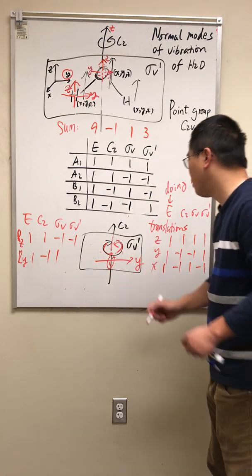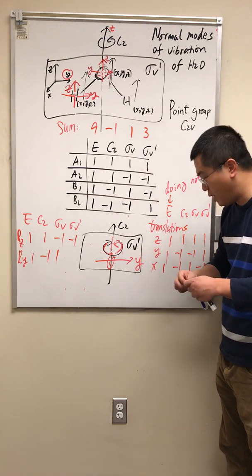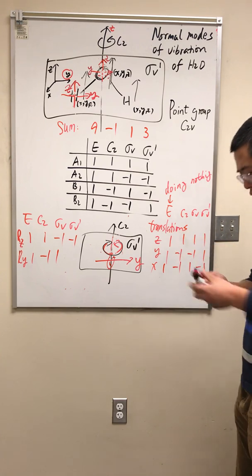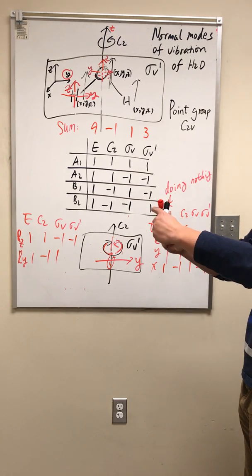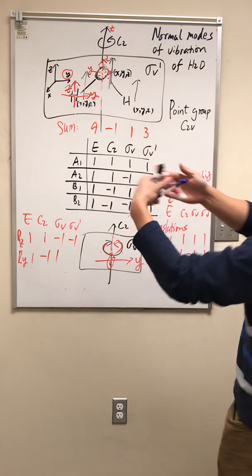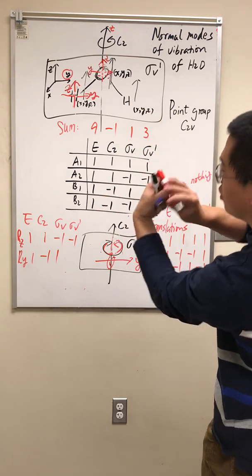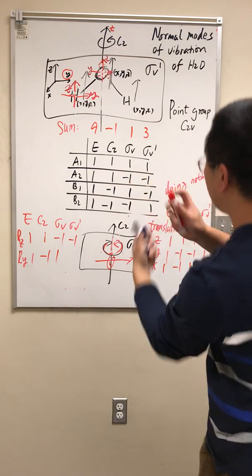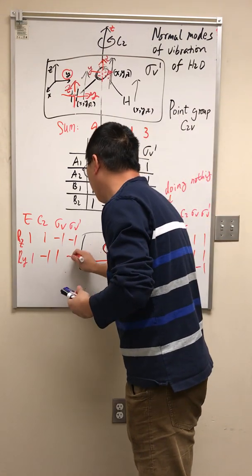And then finally sigma v prime. Sigma v prime bisects this. So again, imagine this is a circle, and we just do a reflection with respect to this plane, and the direction changes. Over here, this is counterclockwise. Over here, it's clockwise. So we have -1 here.